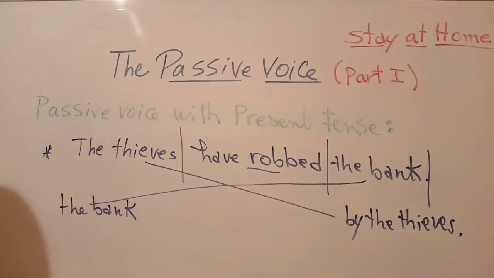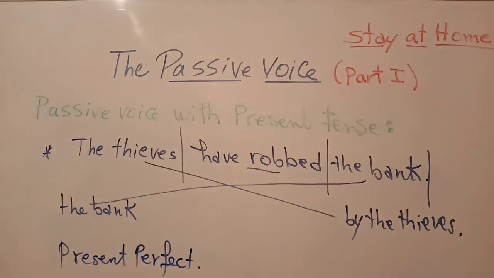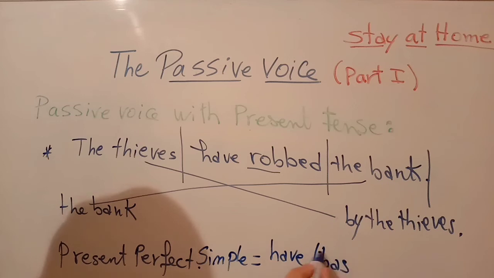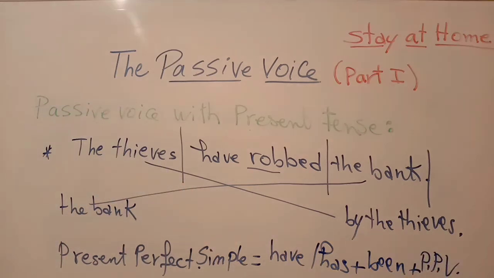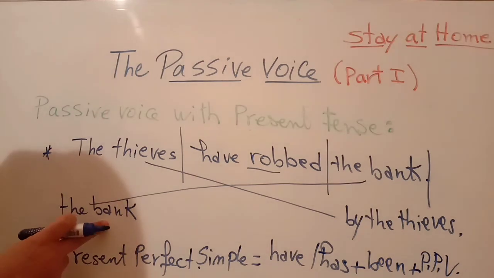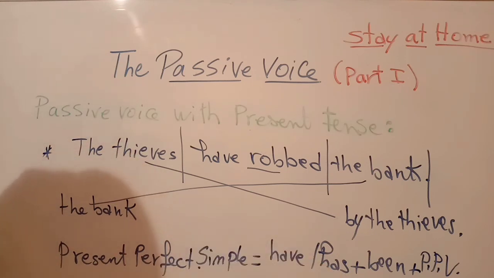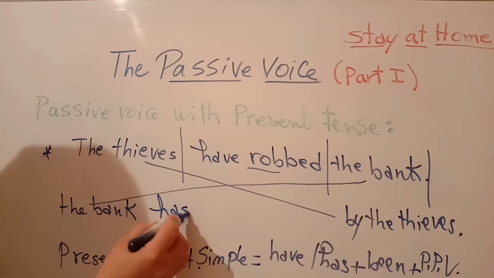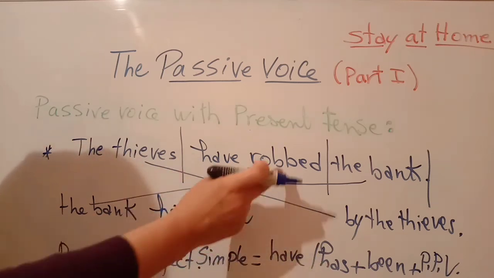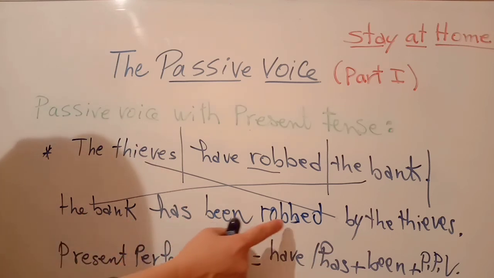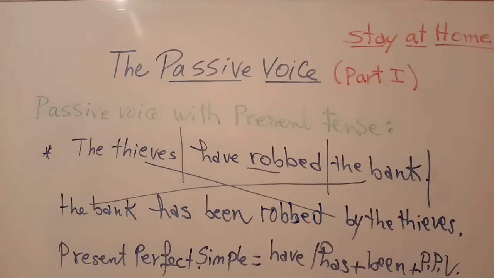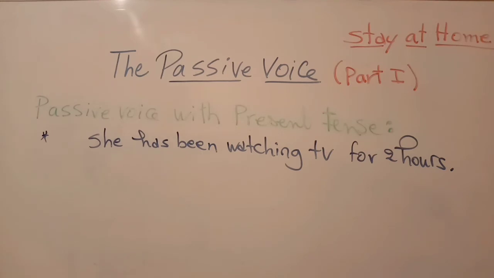Okay, so present perfect simple in the passive voice becomes have or has plus been plus past participle of the verb. Okay, so here you have the bank. What are we going to use? Have or has? It's singular. Of course, we are going to use has plus been plus the past participle of the verb, which is robbed. Okay? So the bank has been robbed by the thieves. Is it clear? Good. The last example is the following.